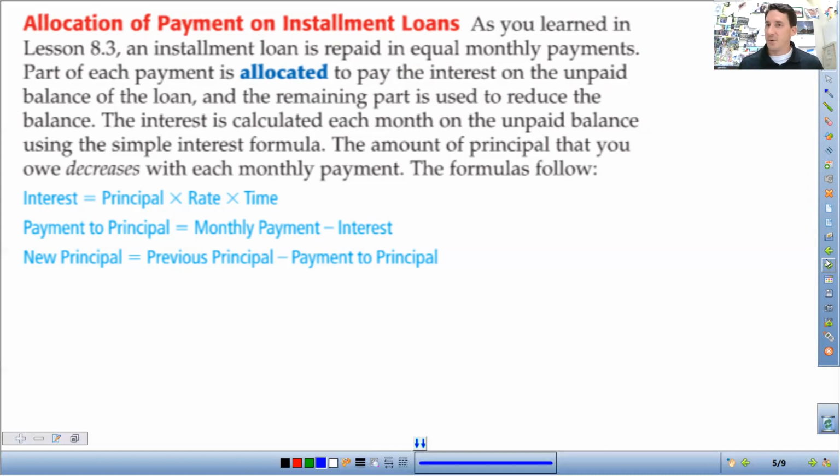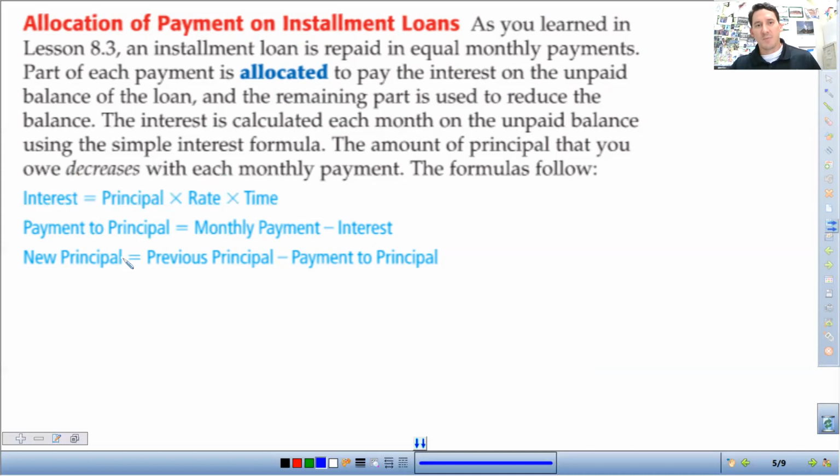In the first few months, most of that monthly payment goes towards interest. So you don't even start paying off the principal for a while. Like on a home loan that's 30 years, the first 5 years or so is mostly going towards interest before you actually start paying down the principal of the loan.